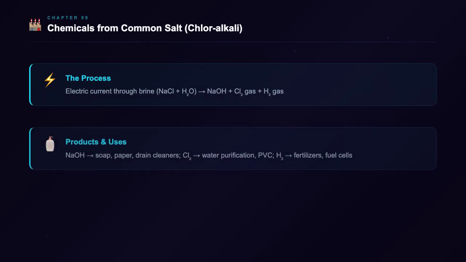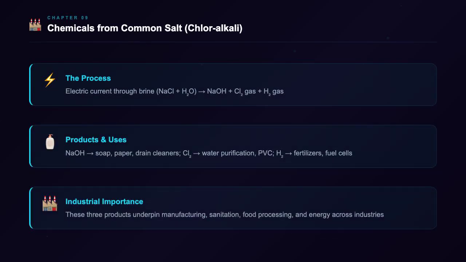The chlor-alkali process involves passing an electric current through brine, a solution of salt in water. This breaks down the salt and water molecules, producing sodium hydroxide, chlorine gas, and hydrogen gas.